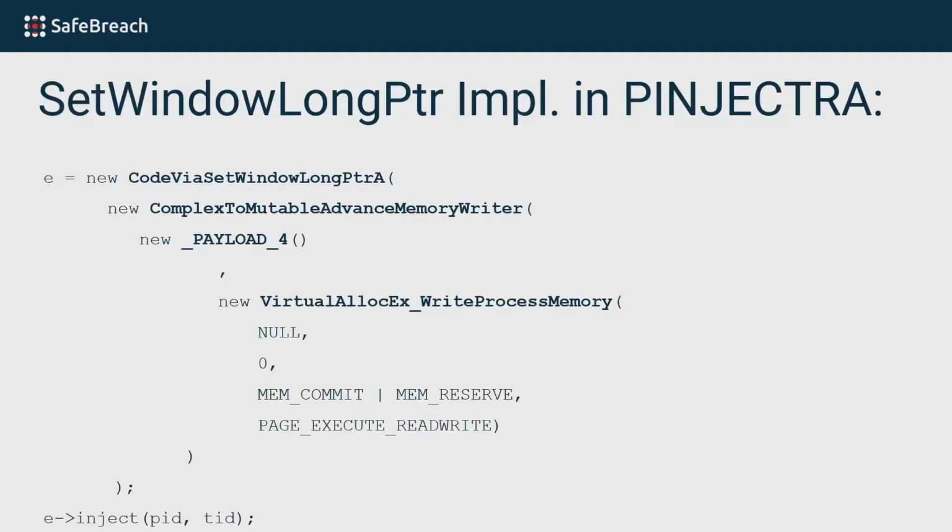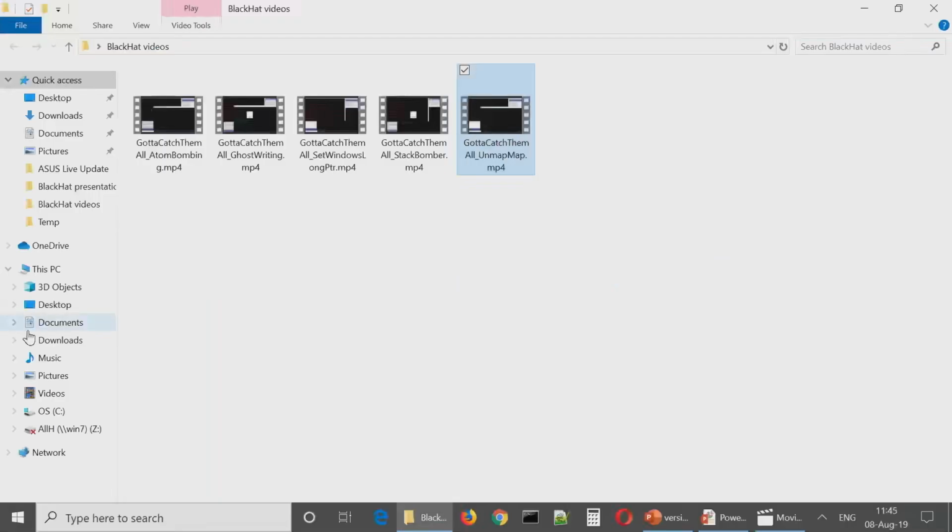And last but not least, actually one before the last, we have the set window long pointer. Here again, you can see the complexity of the framework comes into play. We're using a specific code execution, and then we're using a convertible to actually reuse a very primitive writing technique, which is a combination of virtual allocate and write process together with a payload. And that's all combined nicely into this one huge instance of a class. And then invoking it with the inject method at the bottom will get the job done. So here's a quick demo.